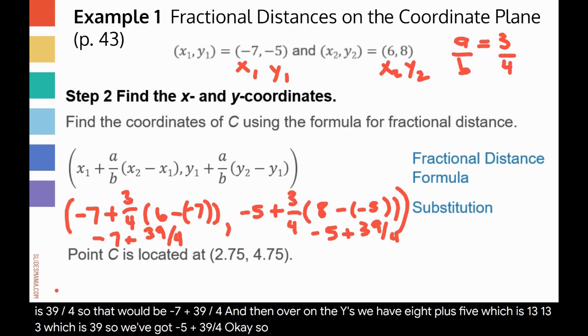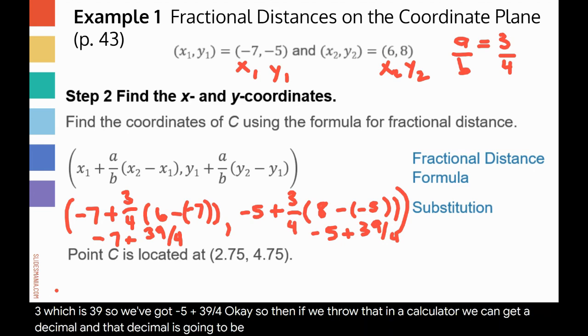Okay, so then if we throw that in a calculator, we can get a decimal, and that decimal is going to be 2.75 and 4.75. So point C is located at 2.75, 4.75.